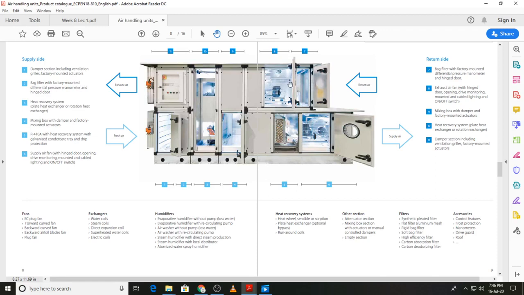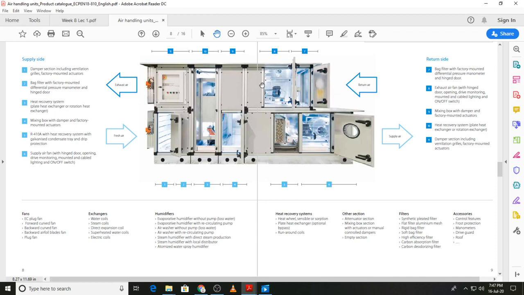We will have a fan for the return air fan, and you will have the heating and cooling coils over here. So of course, let's first look at the return air, then we will come to those coils when we talk about the supply side.